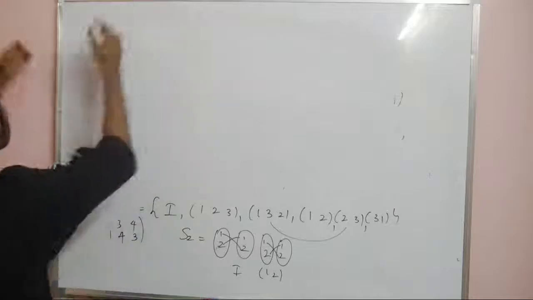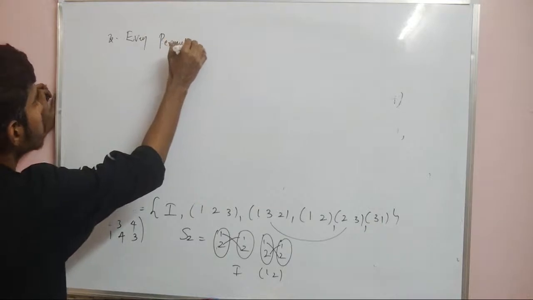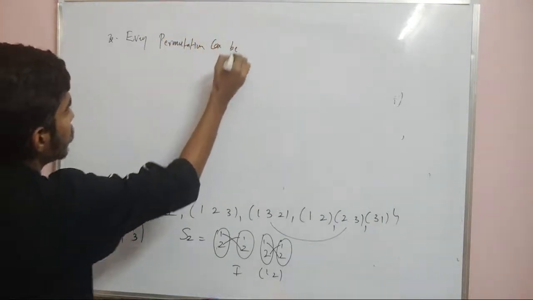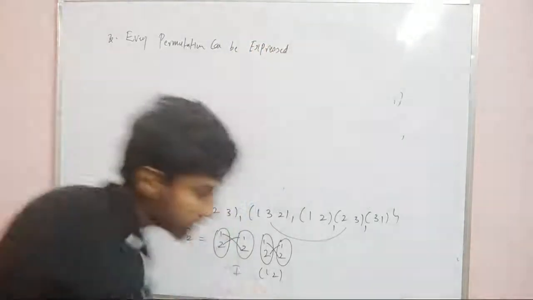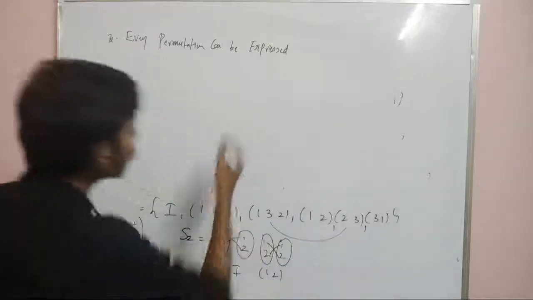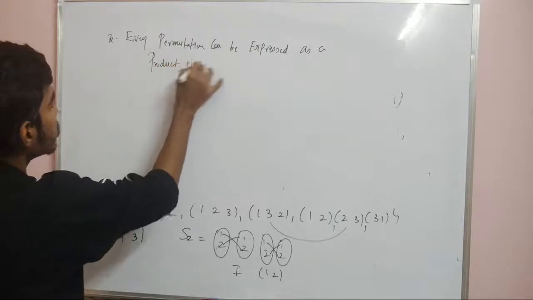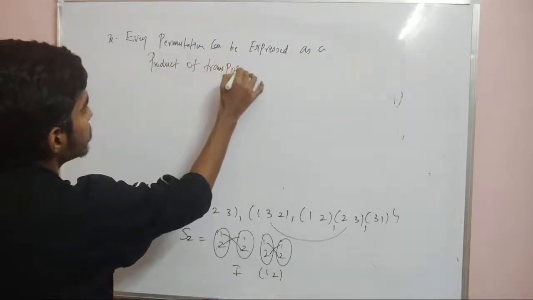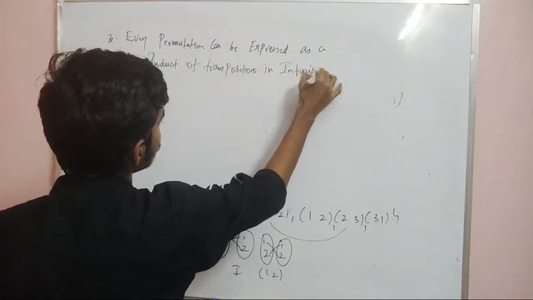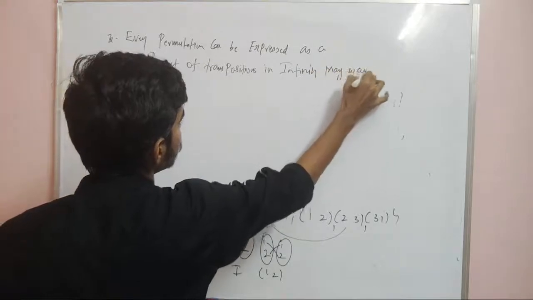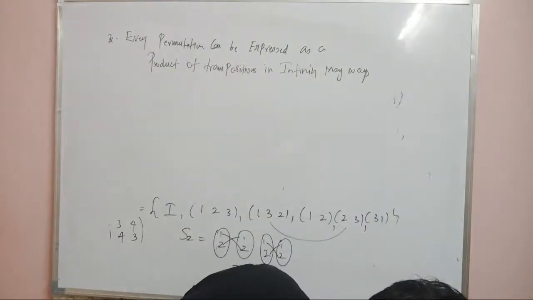The third result is every permutation can be expressed as a product of transpositions in infinitely many ways. So every permutation can be represented as a product of transpositions.